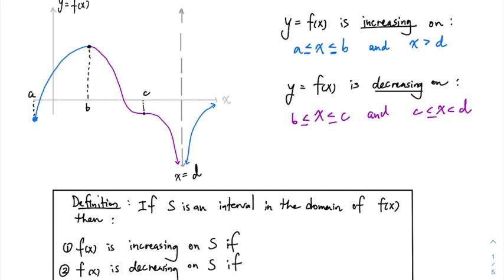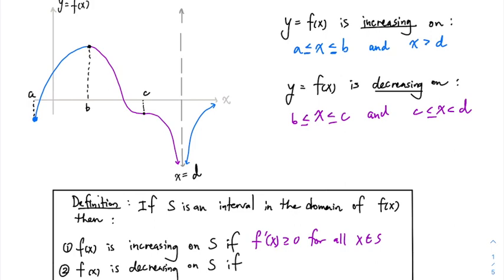Okay, the definition though that we're going to take is the following definition. This is the one that's presented in your textbook. If s is an interval in the domain of the function f, then the following is true. If f of x is increasing on s, then it's only going to happen if the following is true. So f of x is increasing on s if the derivative is bigger than or equal to 0 for all x values in s.